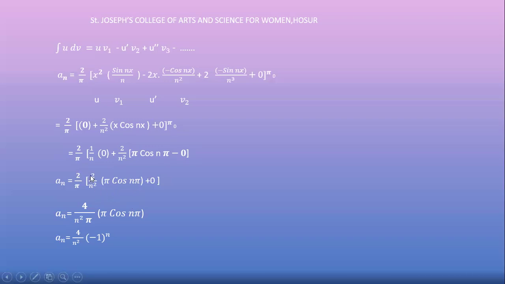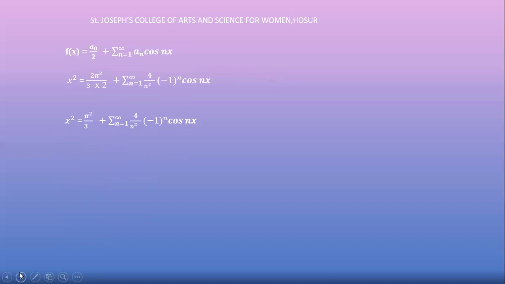This is nothing but 4 by n square pi cos n pi. So this pi and this pi get cancelled. We will get the remaining term as 4 by n square. Cos n pi value, we know that cos n pi value is minus 1 power n. So we get 4 by n square into minus 1 power n.